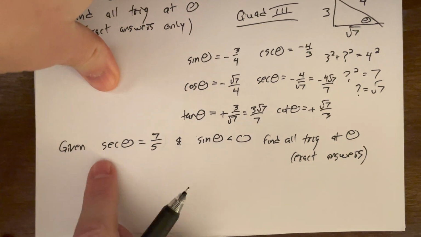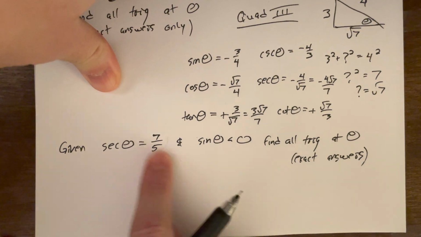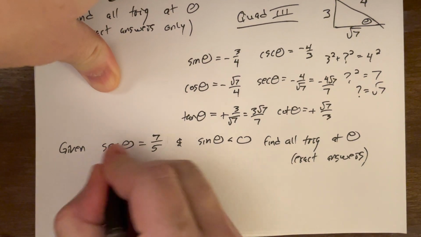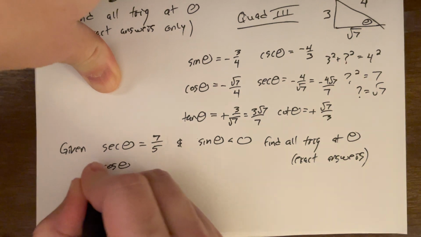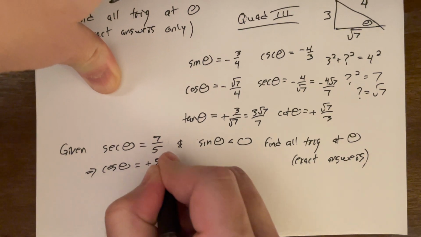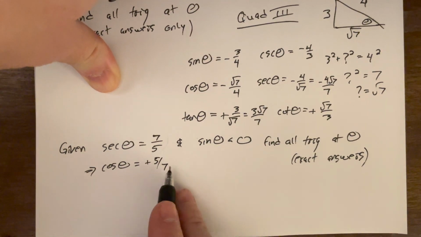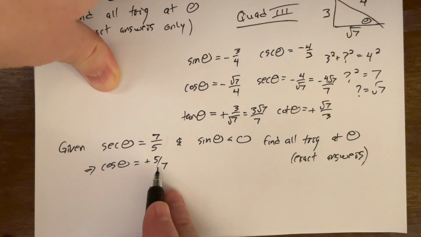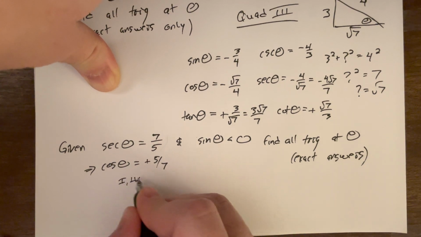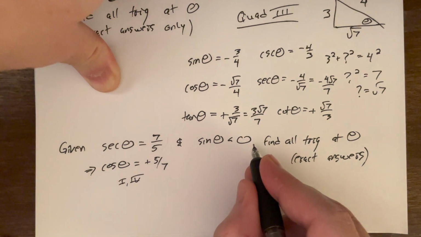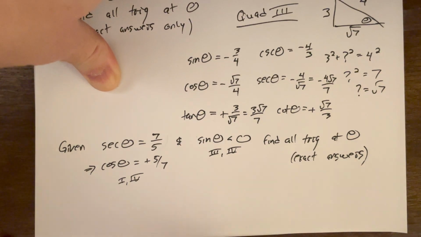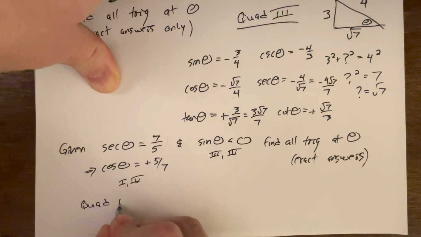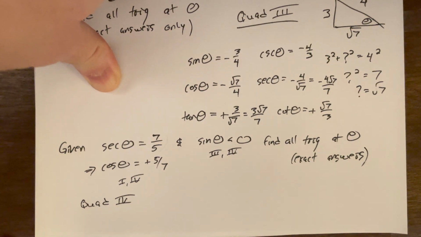Same thing. Well, right off the bat, a lot of people here, secant not quite as friendly, so let's make it into cosine. If secant is 7/5 positive, that implies cosine would be positive 5/7. The fact that cosine is positive, we're in quadrants 1 or 4. The fact that sine is negative means we're in quadrants 3 or 4. We are in the 4th quadrant.